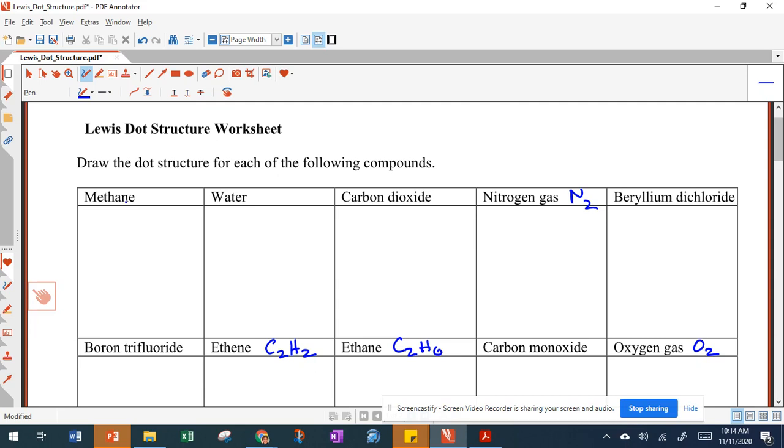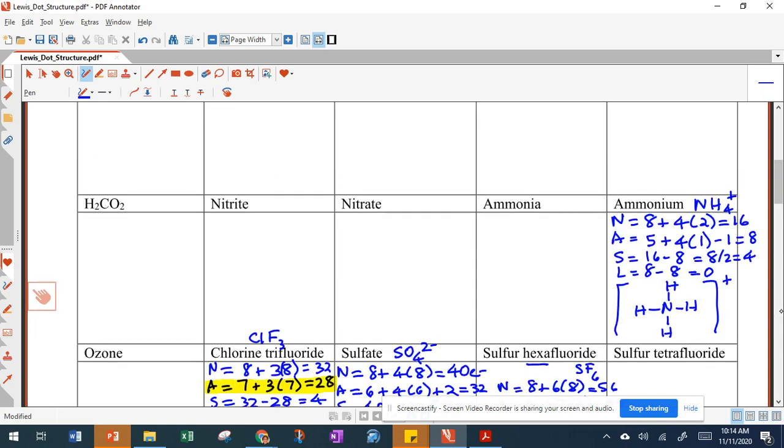And methane is CH4. And ammonia is NH3. And ozone is O3. Okay, so everything else you should be able to do, and good luck.